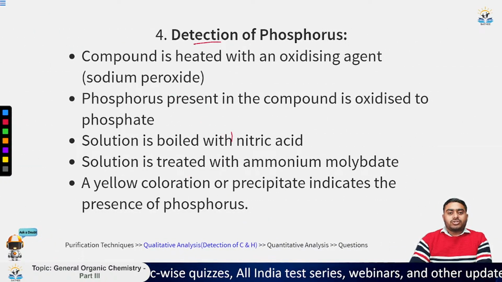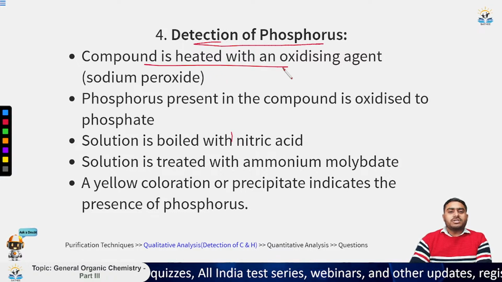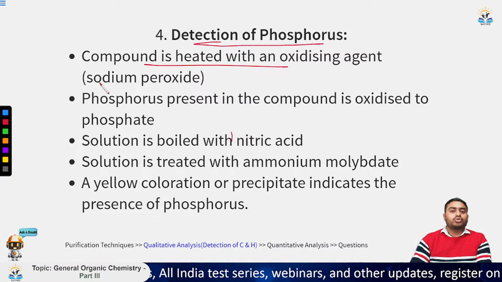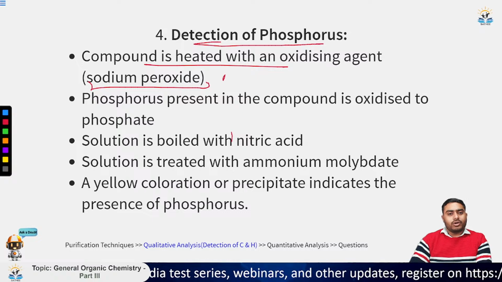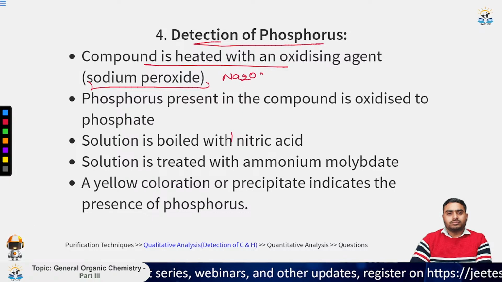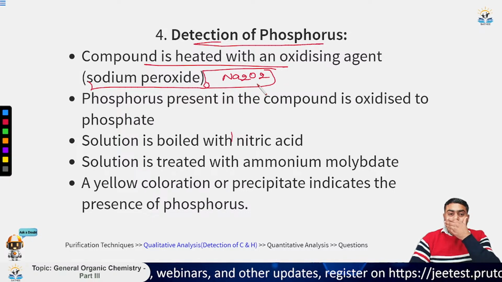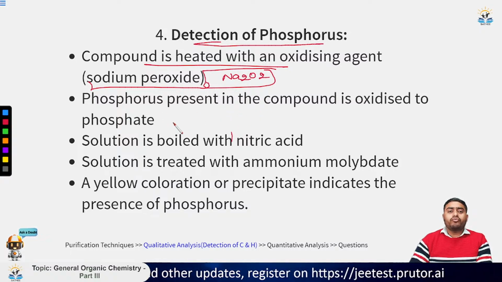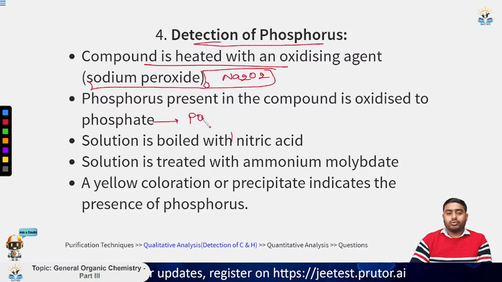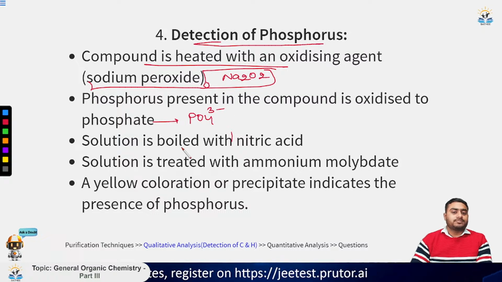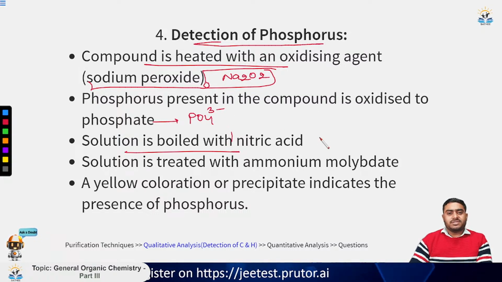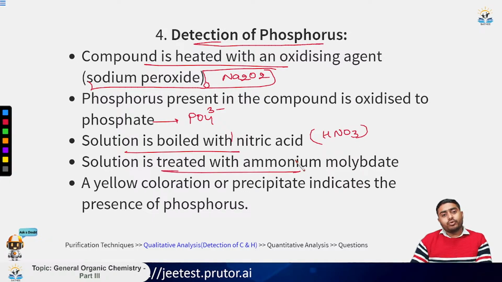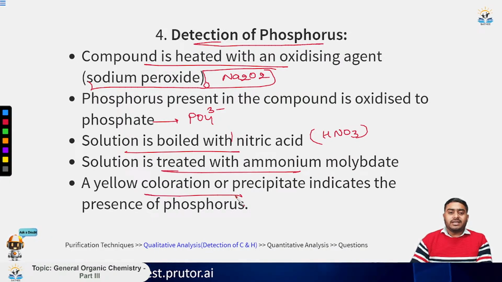Detection of phosphorus: the compound is heated with an oxidizing agent, sodium peroxide, Na2O2. Phosphorus present in the compound is oxidized to phosphate, PO4 3-, the phosphate ion. The solution is boiled with nitric acid, HNO3. The solution is then treated with ammonium molybdate, and a yellow coloration of precipitate indicates the presence of phosphorus.